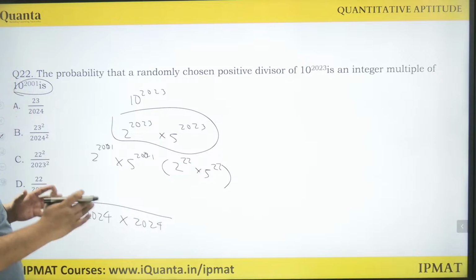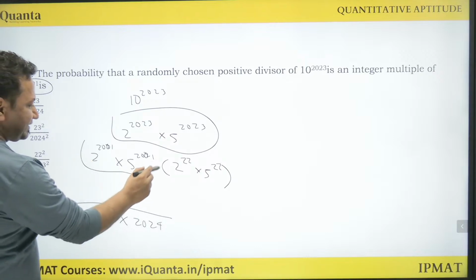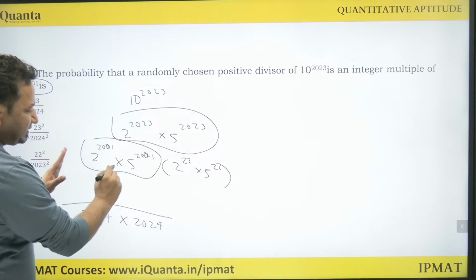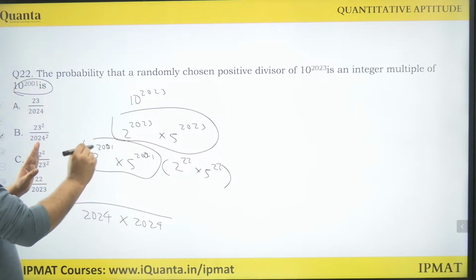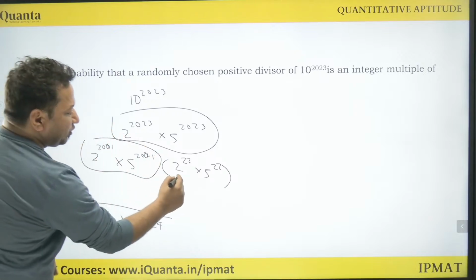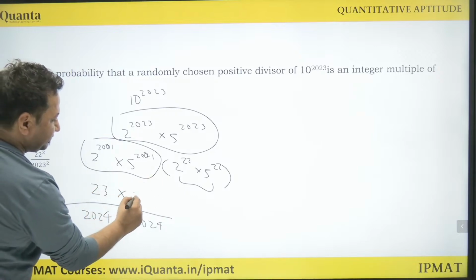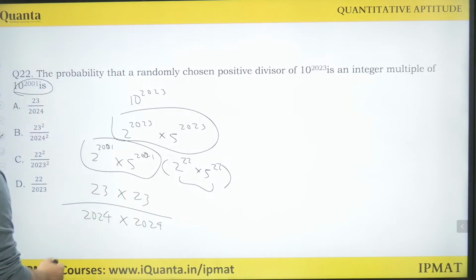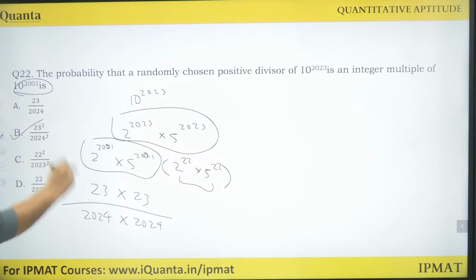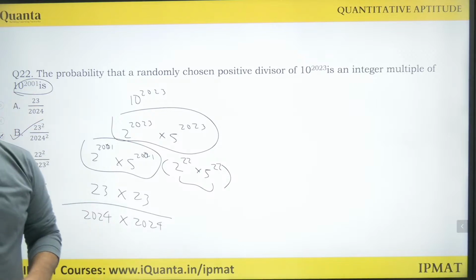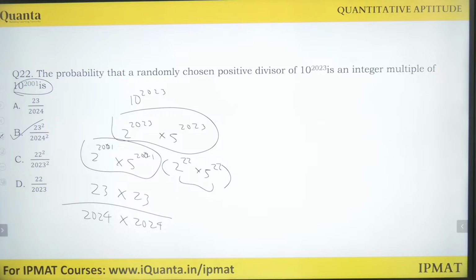So overall favorable cases, now this whole is a multiple of 10 to the power 2001. So I've taken it outside. All I have left is 23 cases of 2 and 23 cases of 5. Overall 23 squared upon 2024 squared happens to be our answer, option B. Cool, easy. It's an easy one, right?